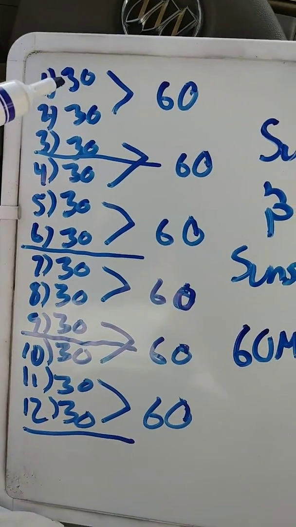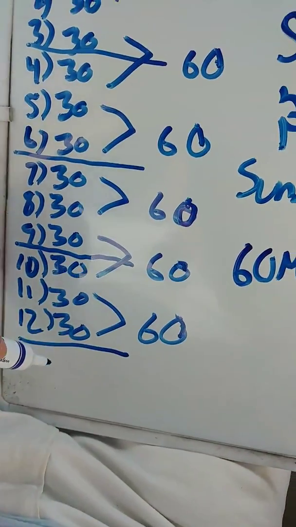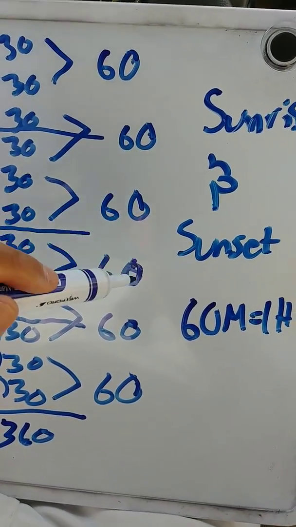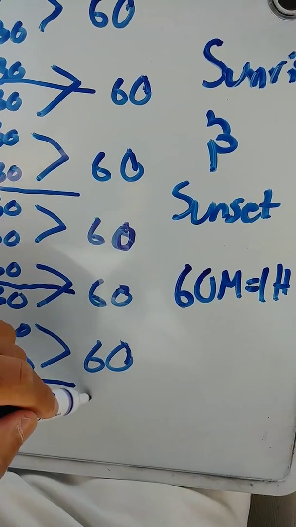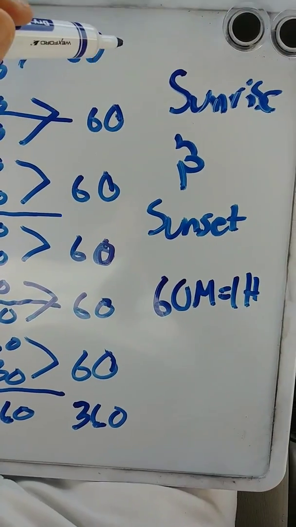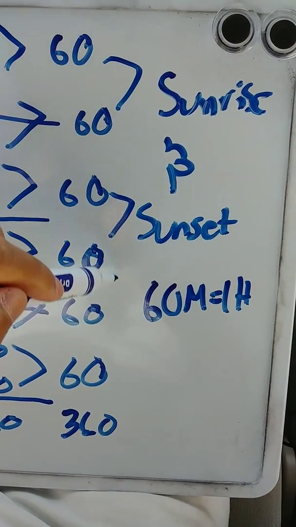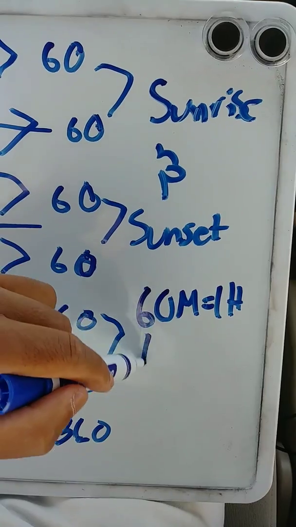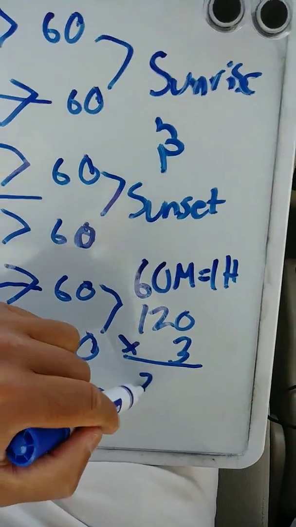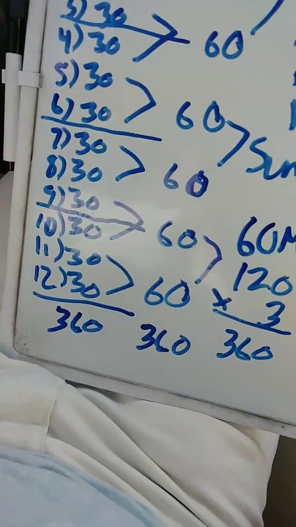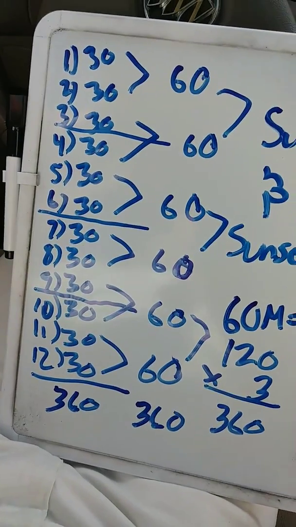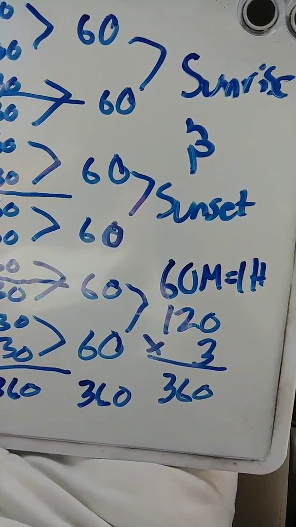And notice, we have 12 sets of 30, which come out to 360. We have 1, 2, 3, 4, 5, 6 sets of 60, and again, it comes out to 360. And then when we add up each of the 60s, we get 120 times 3, which again gives us 360. You guys seeing the correlations here and the connections? I hope so.